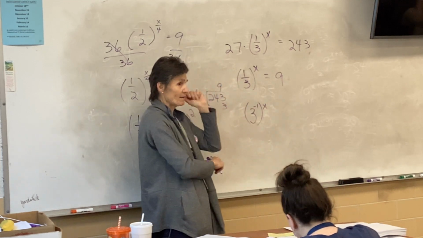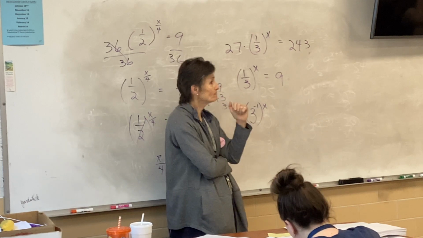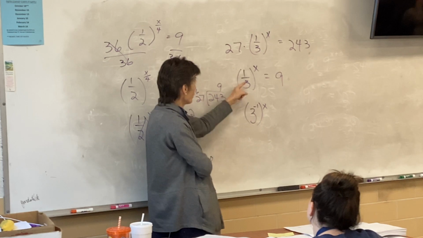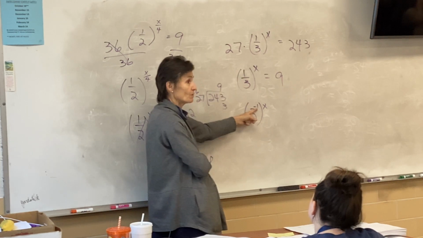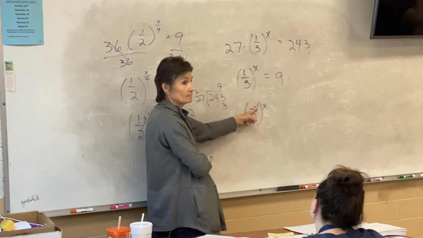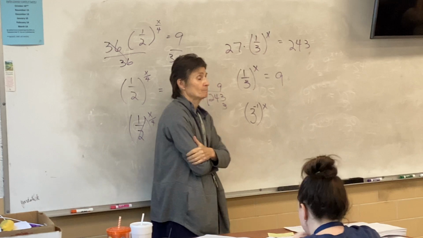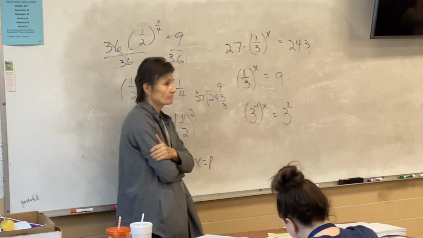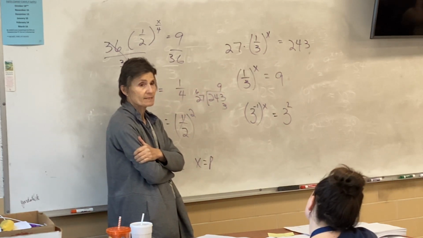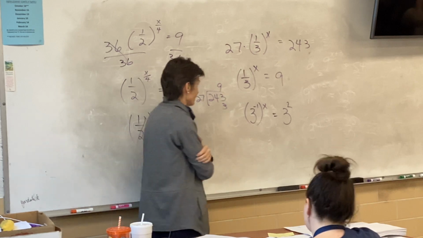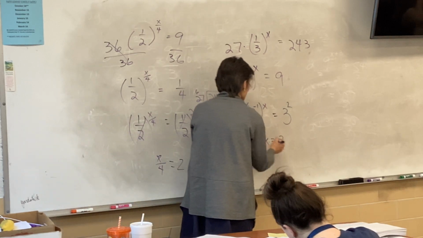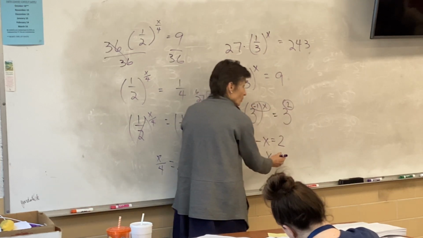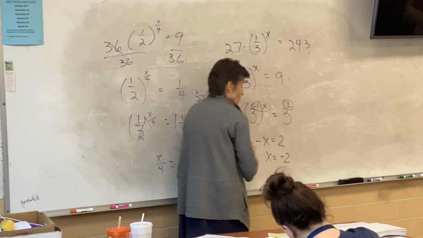Because what does a negative exponent do? 1 over. So won't this change into 3 to the negative first? What's 9? 3 squared. So now I can set my exponents equal to each other, and negative x equals 2, which means x equals -2.